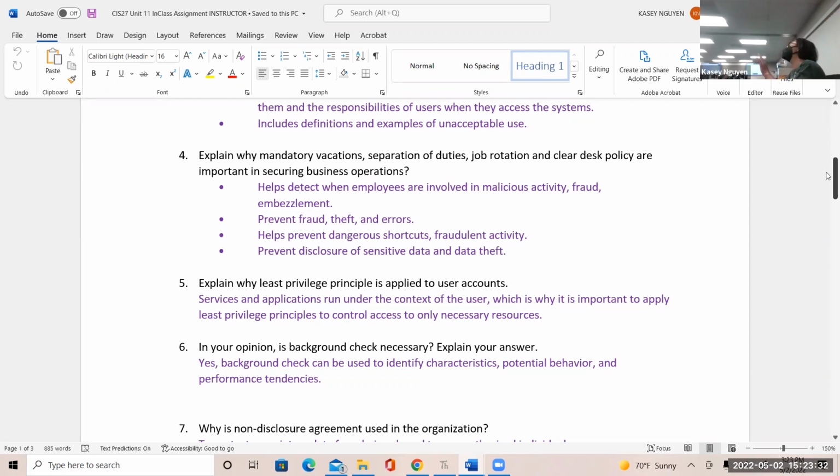And number 6, it's really in your opinion, right? In your opinion, is a background check necessary? If you're looking at enterprise level, how can you distinguish one person from the next, and the risk behind their characteristics? Sometimes you can have people that have a flagged history, but they've changed, right? They have improved.